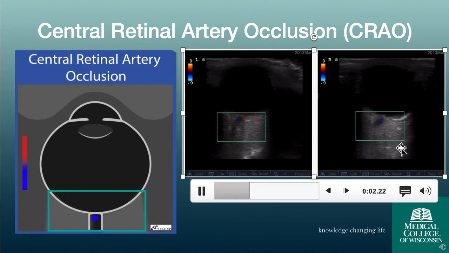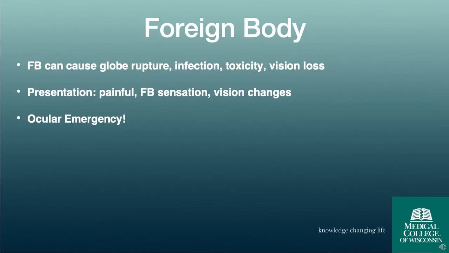And this is a normal eye. It's very quick, very easy to do, and gives you a lot of information. So certainly worth trying if you're concerned for CRAO.